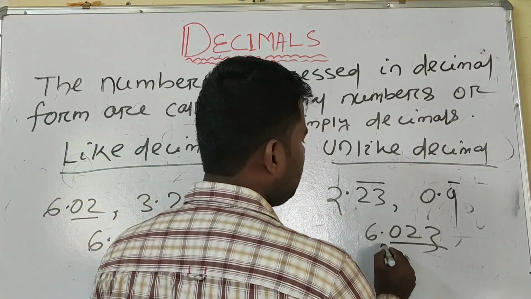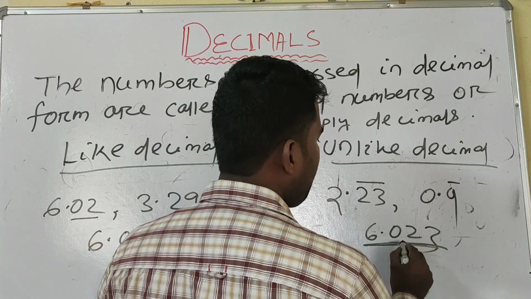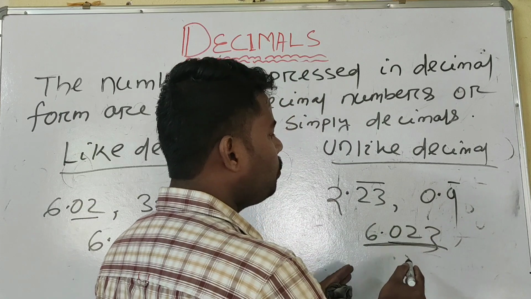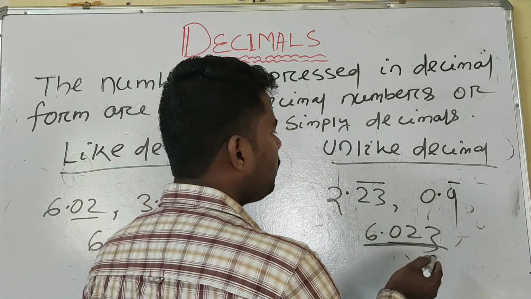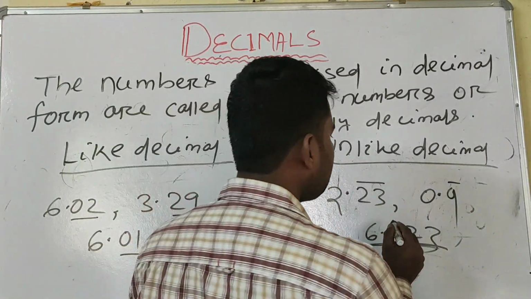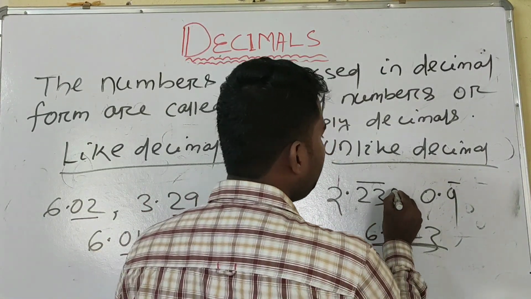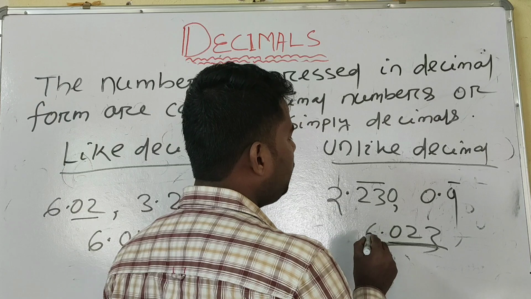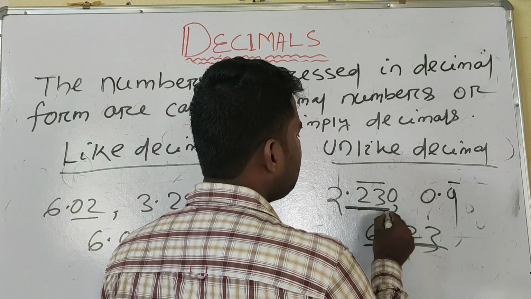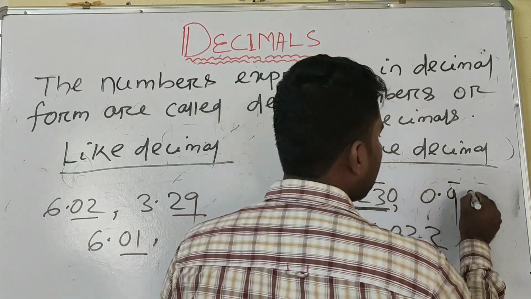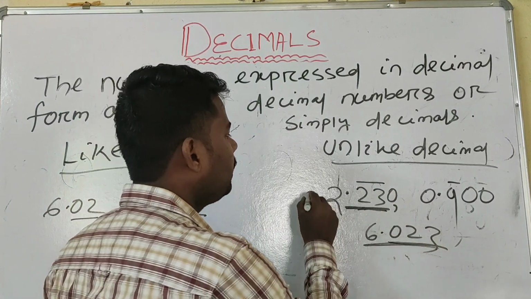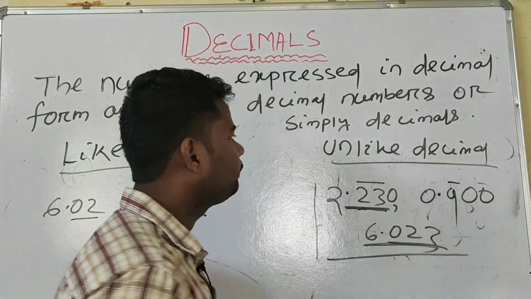So here, among them, one has 3 decimal places, so we can't convert it into 2 or 1 decimal places. So the rest we can convert into 3 decimal places. If we put a 0 here, 0 has no value, but the number of places will increase, and then it is now 3 decimal places. And here also we put two 0s. So now all are like decimals. Okay.